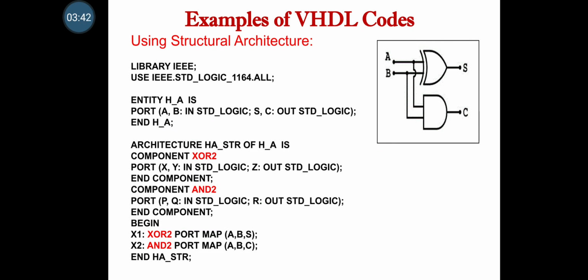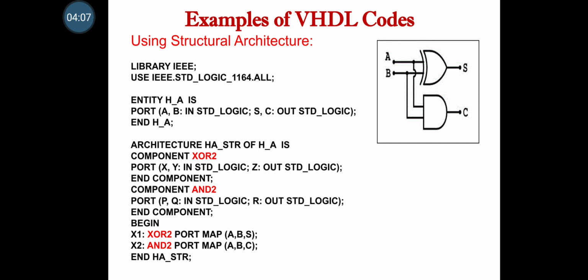Using the structural method, library declaration is the very first step, and then the entity declaration. Here you can see half_A is the name given to the circuit, and in the port declaration, A and B are the inputs and S and C are the outputs. We have used standard logic here: A and B are in std_logic, and S and C are out std_logic. Then end half_A semicolon.